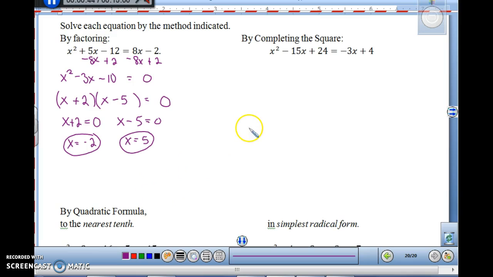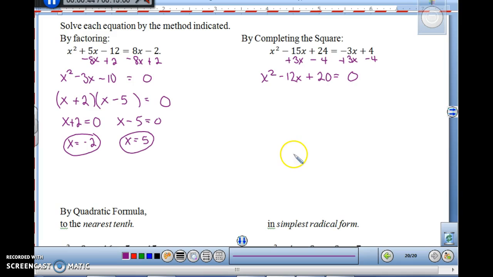Okay, now let's try completing the square. First thing we want to do before we do anything else is get it equal to 0. So we want to add the 3x and subtract the 4. So add the 3x goes here under the 15x, and then minus the 4 goes under the 24. Combine your terms, you get x squared minus 12x plus 20 is equal to 0. So there's my form.